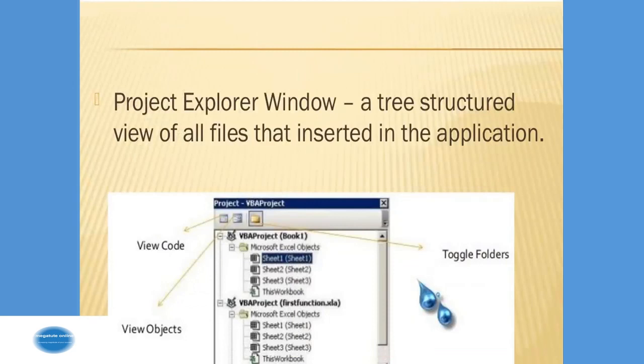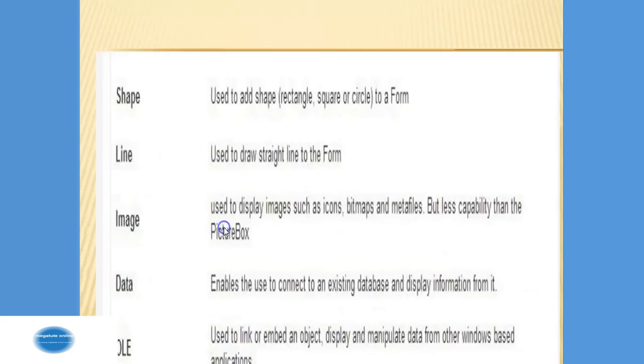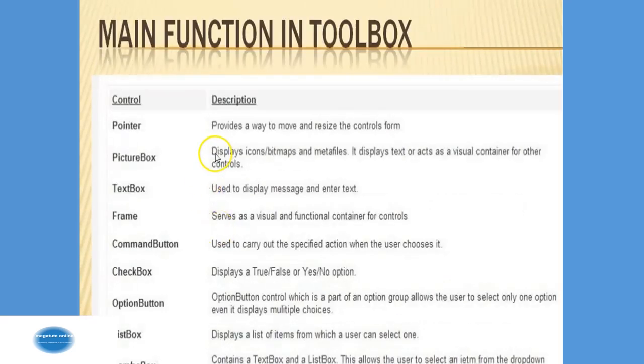Now, then we have a VBA Explorer window. It's a tree kind of structure where you see all your sheets which you are doing arranged over here. Then we have the main controls. I'm explaining them in one line over here. It has a pointer which provides a way to move and resize controls, a picture box, a text box which we would be using to display, manage and enter text, a frame, set as a Visual Basic container, a command button which we are using, a checkbox.